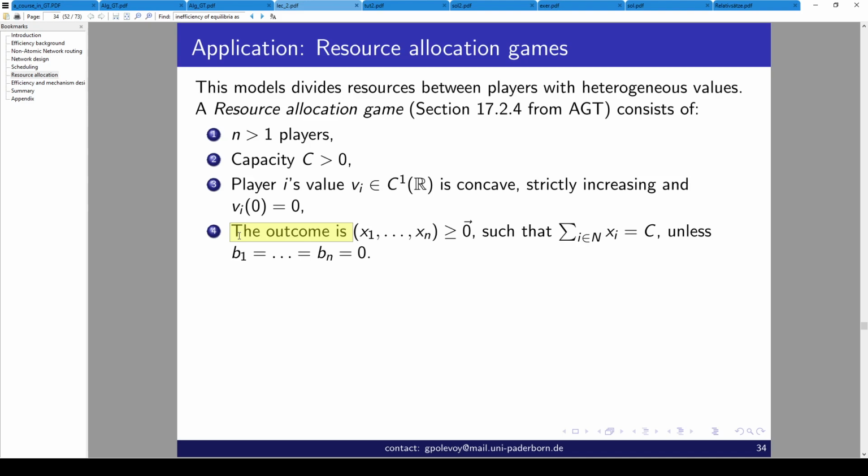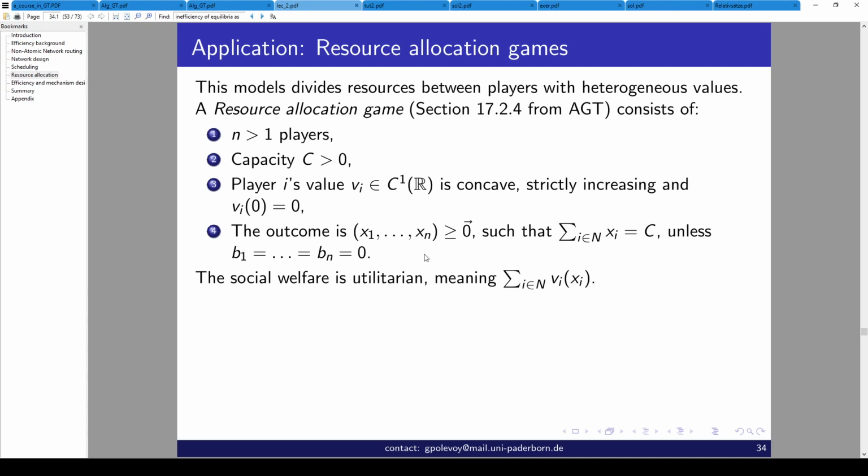Now, the outcome is some division of the capacity, so the sum of those x's. See, they are all non-negative, unless all the bids are 0, in which case we are allowed to just not use the capacity. But otherwise, we just need to divide the capacity between players. The social welfare is utilitarian, so we just want to optimize the total value of the players.